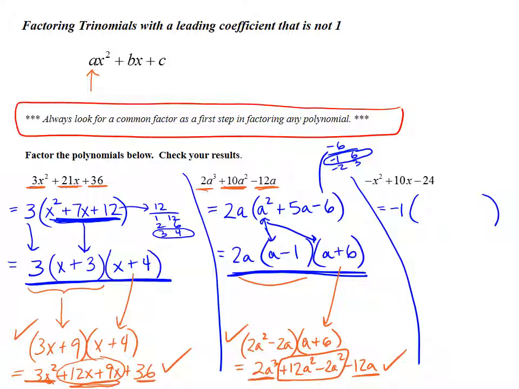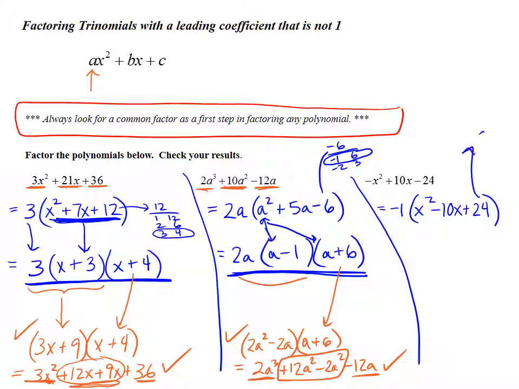So x squared divided by negative 1, negative x squared that is, would be positive x squared. Now a 10x divided by negative 1 is going to be a negative 10x, and a negative 24 divided by negative 1 is a positive 24. In essence, taking a negative 1 out really just changes the sign of what's left. So x squared minus 10x plus 24.